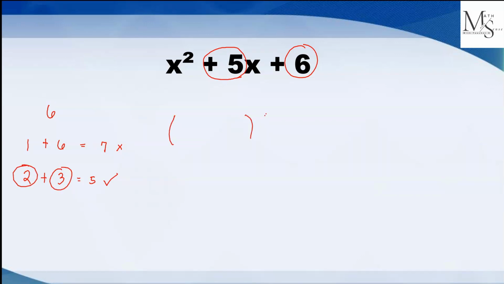Now let's factor it. First, let's find the factors of our first term, x squared, and x squared is taken by multiplying x and x. And I will use the factors of 6 that would give us a sum of 5, which are 2 and 3. So we have positive 2 and positive 3. Hence, x plus 2 and x plus 3 are the factors of the given trinomial.